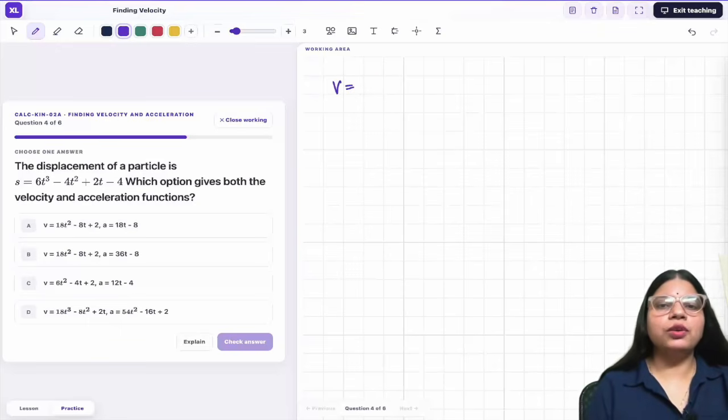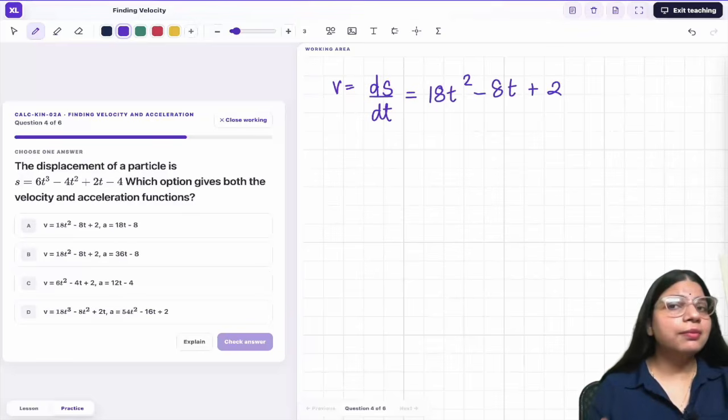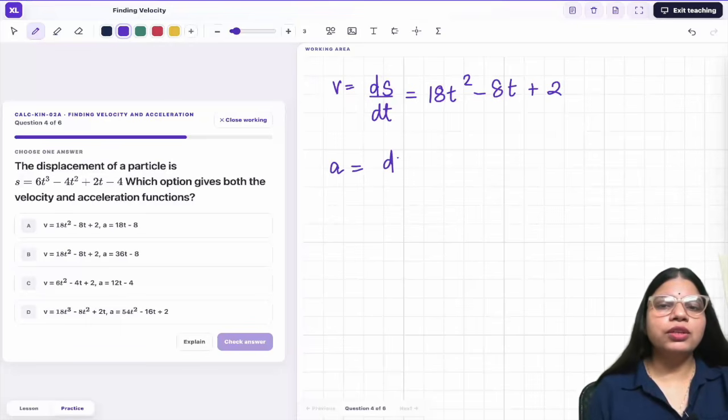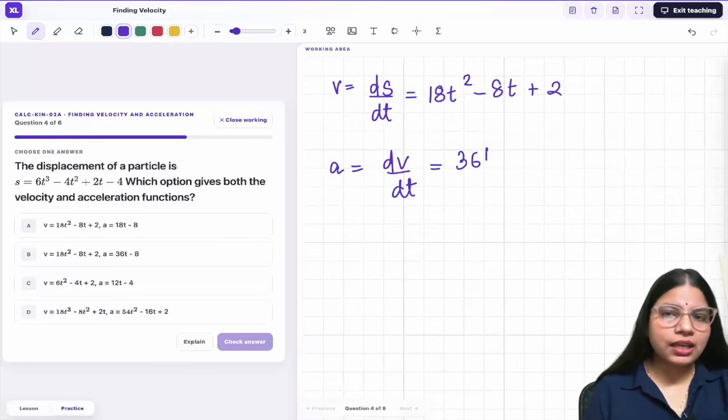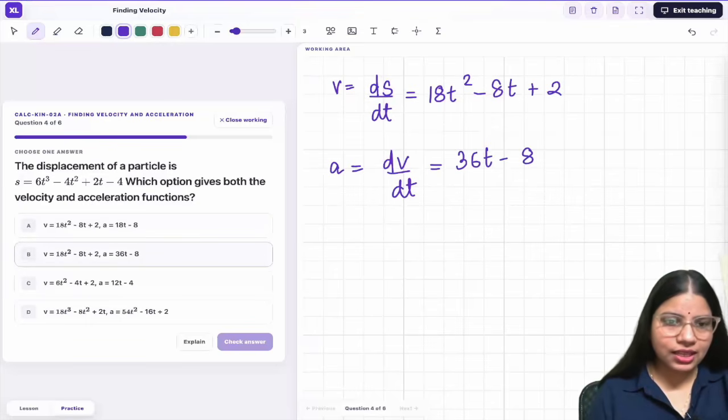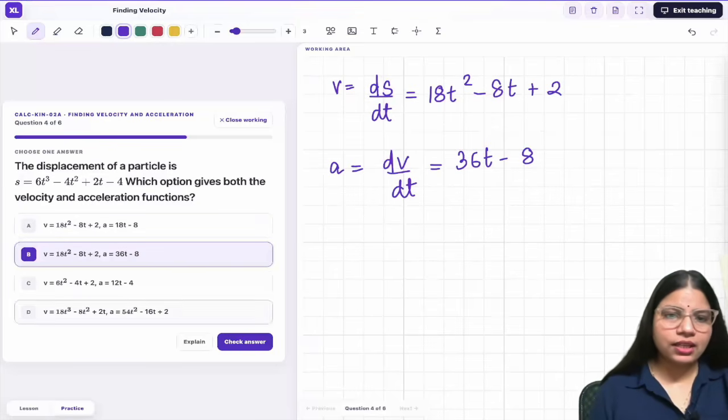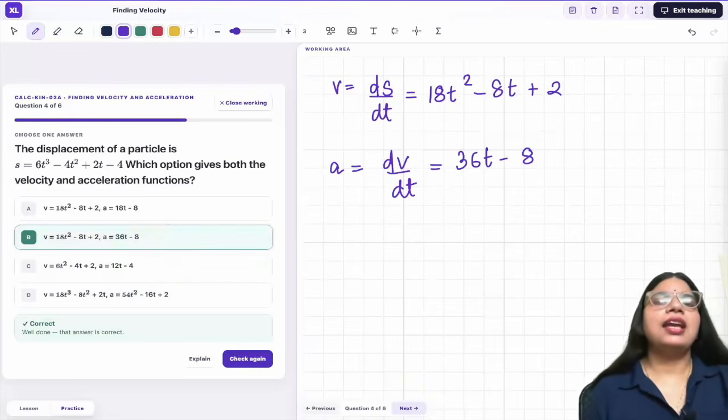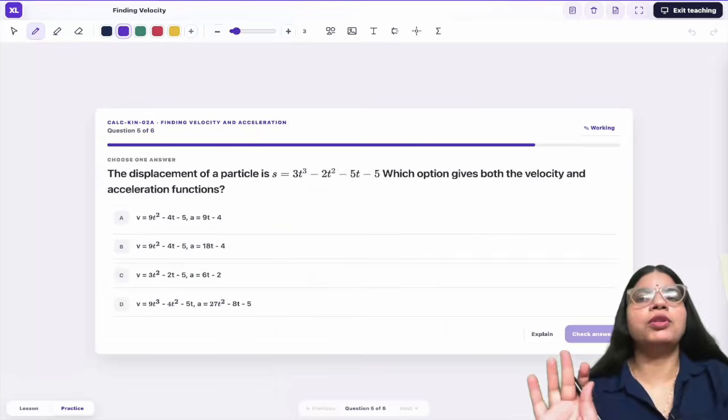Let's do v equals ds over dt. Correct? 6 times 3 is 18t squared minus 4 times 2 is 8t plus 2. Are you also doing it like me? Everything in head? Now, what is acceleration? Differentiate your newly formed v to get acceleration. That gives you 36t minus 8. Now let's find out which one. 36t minus 8. I think B is the right answer. Correct? Yay!